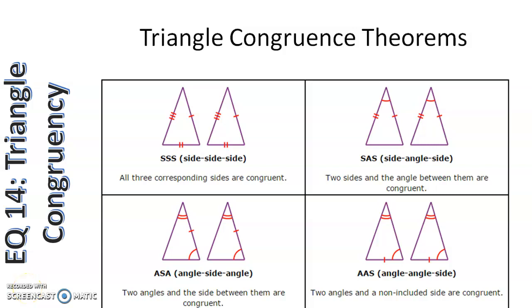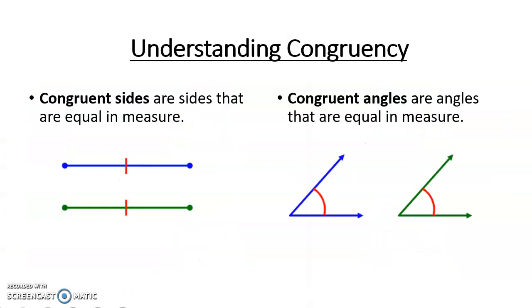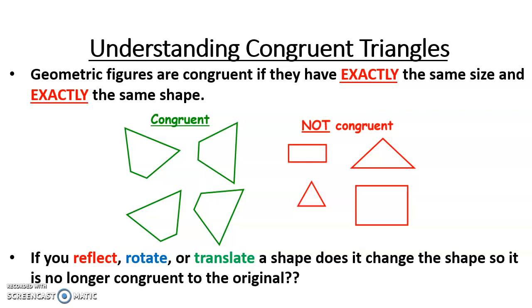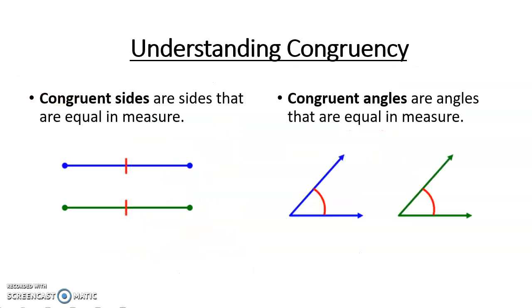Today we are going to discuss triangle congruence theorems. Before we can talk about the triangle congruence theorems, we must make sure that we understand the word congruent. Congruent sides are sides that are equal in measure.